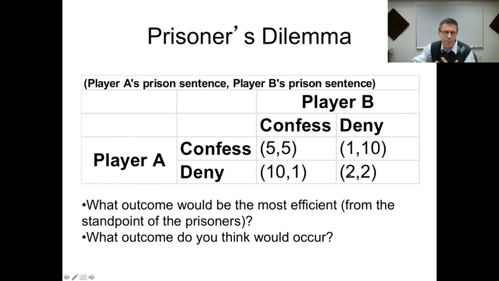Player B, and this game is symmetric, so you probably could deduce that the same will happen. It's the same for player B. If player A confesses, player B is looking at 10 years if he or she denies, versus 5 years if he or she confesses. Whereas if player A denies the crime, player B would be looking at 2 years by denying, 1 by confessing. So player B also will want to confess the crime regardless of what player A chooses to do.